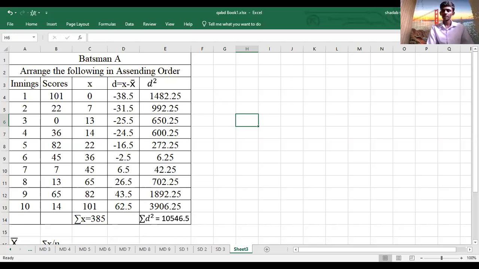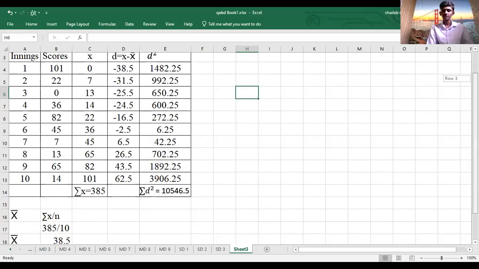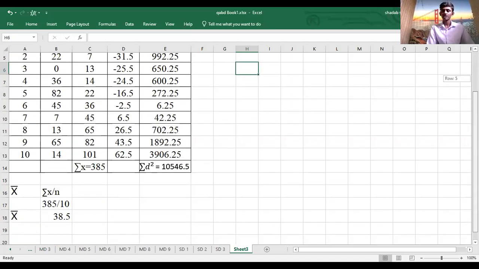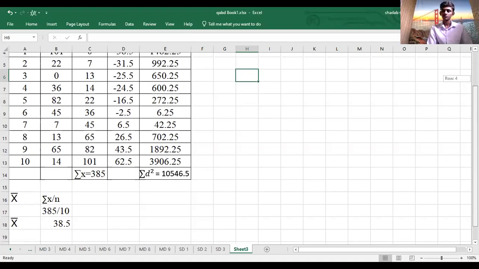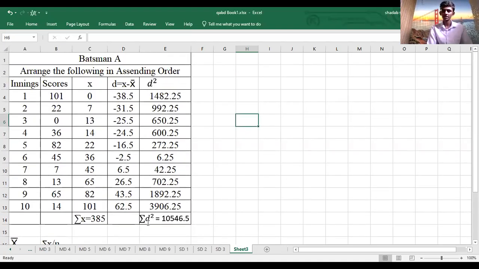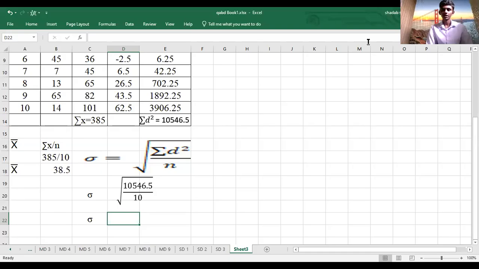Now moving further, we know sigma D square. Now we have to apply the standard deviation formula. Standard deviation equals the square root of sigma D square divided by n. That is the square root of 10,546.5 divided by n. If you simplify this, you will get 32.47 as the standard deviation.